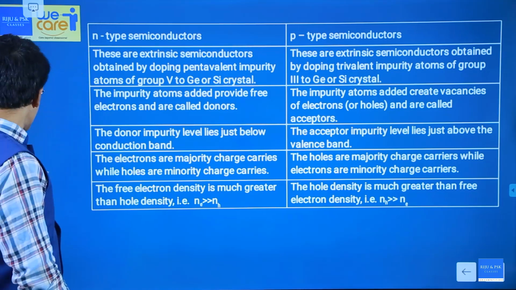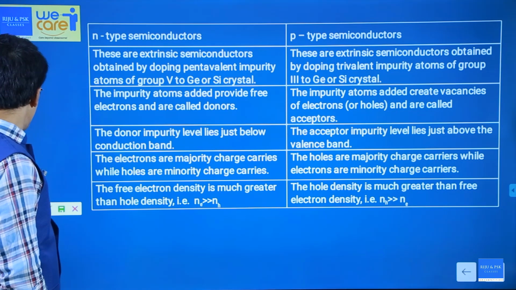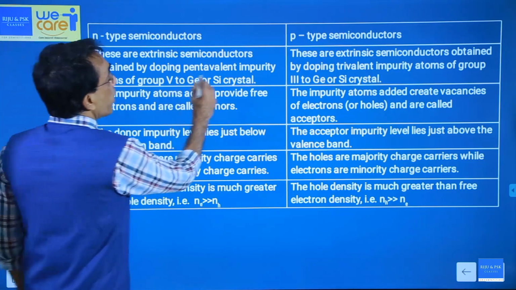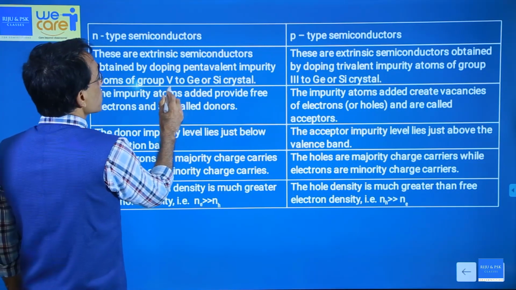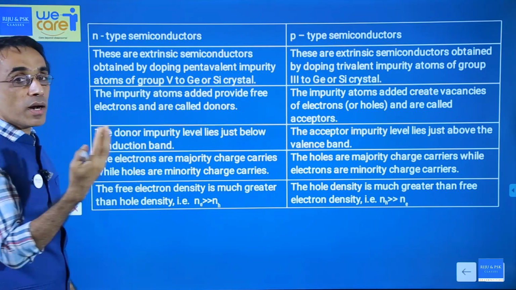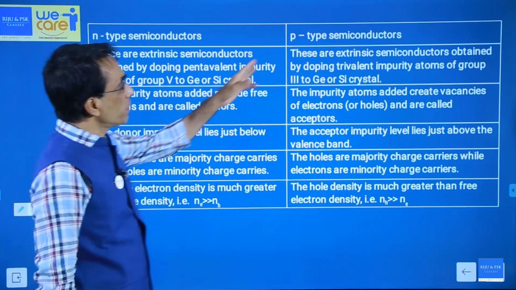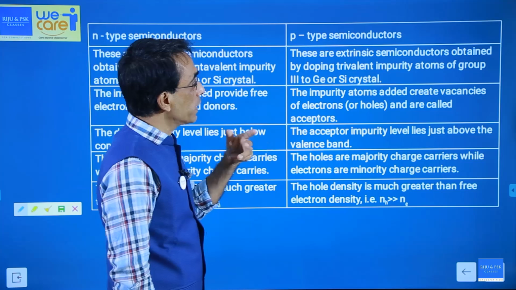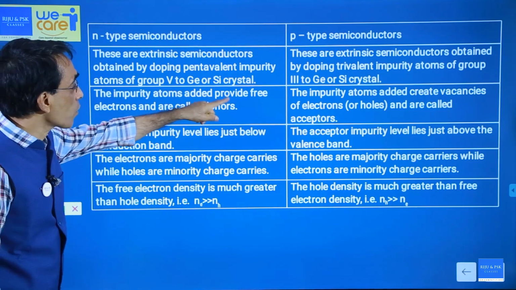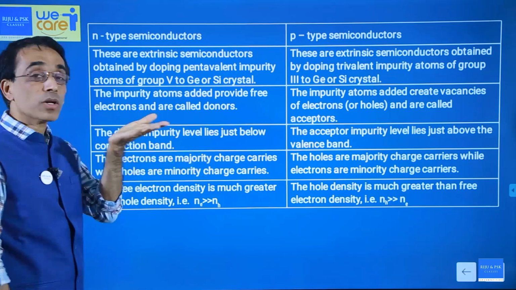These are extrinsic semiconductors, obtained by doping pentavalent impurity atoms of group 5 to germanium or silicon. You can give an example, arsenic. But here it is from the third group, indium is an example. Impurity atoms added provide free electrons and are called donors.